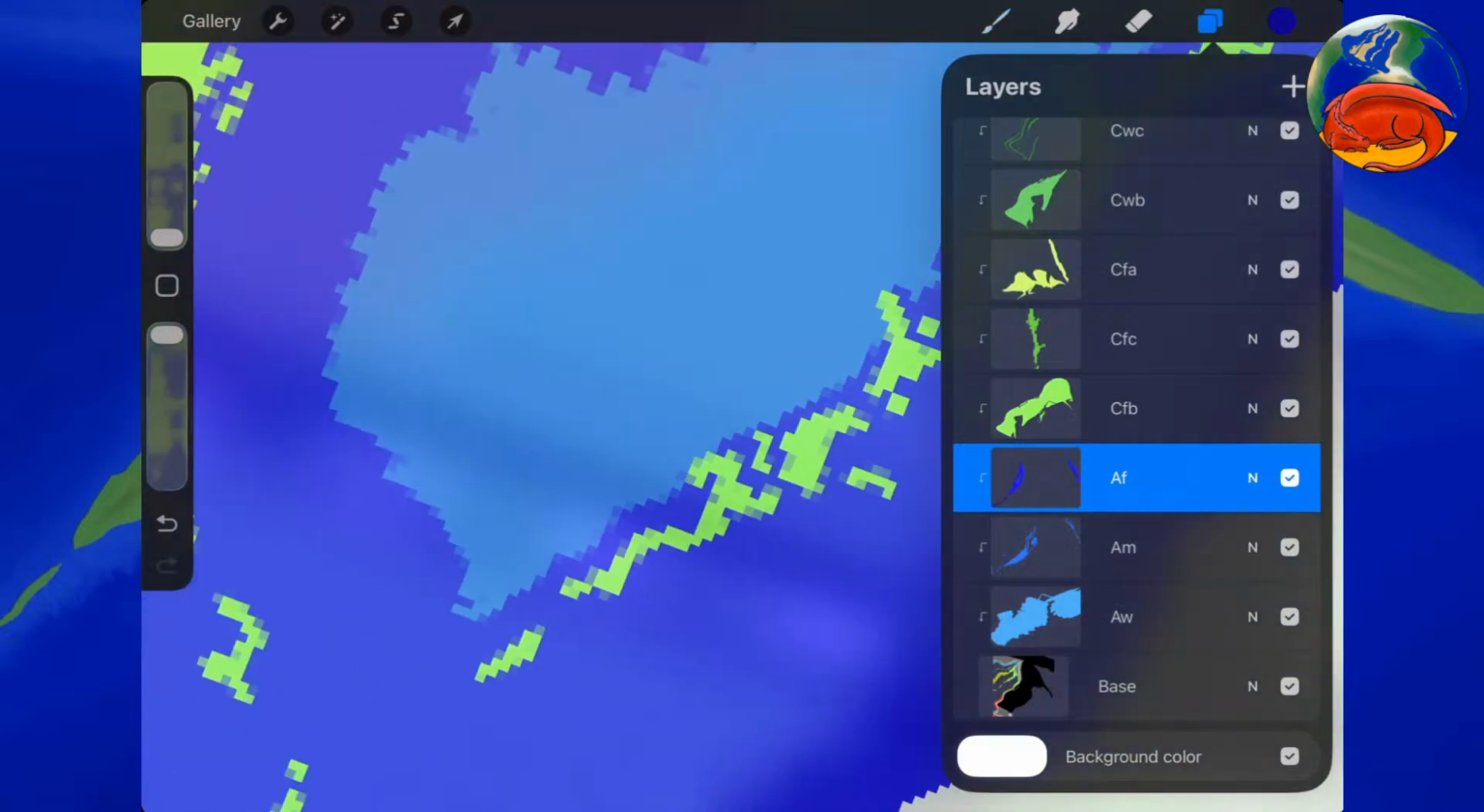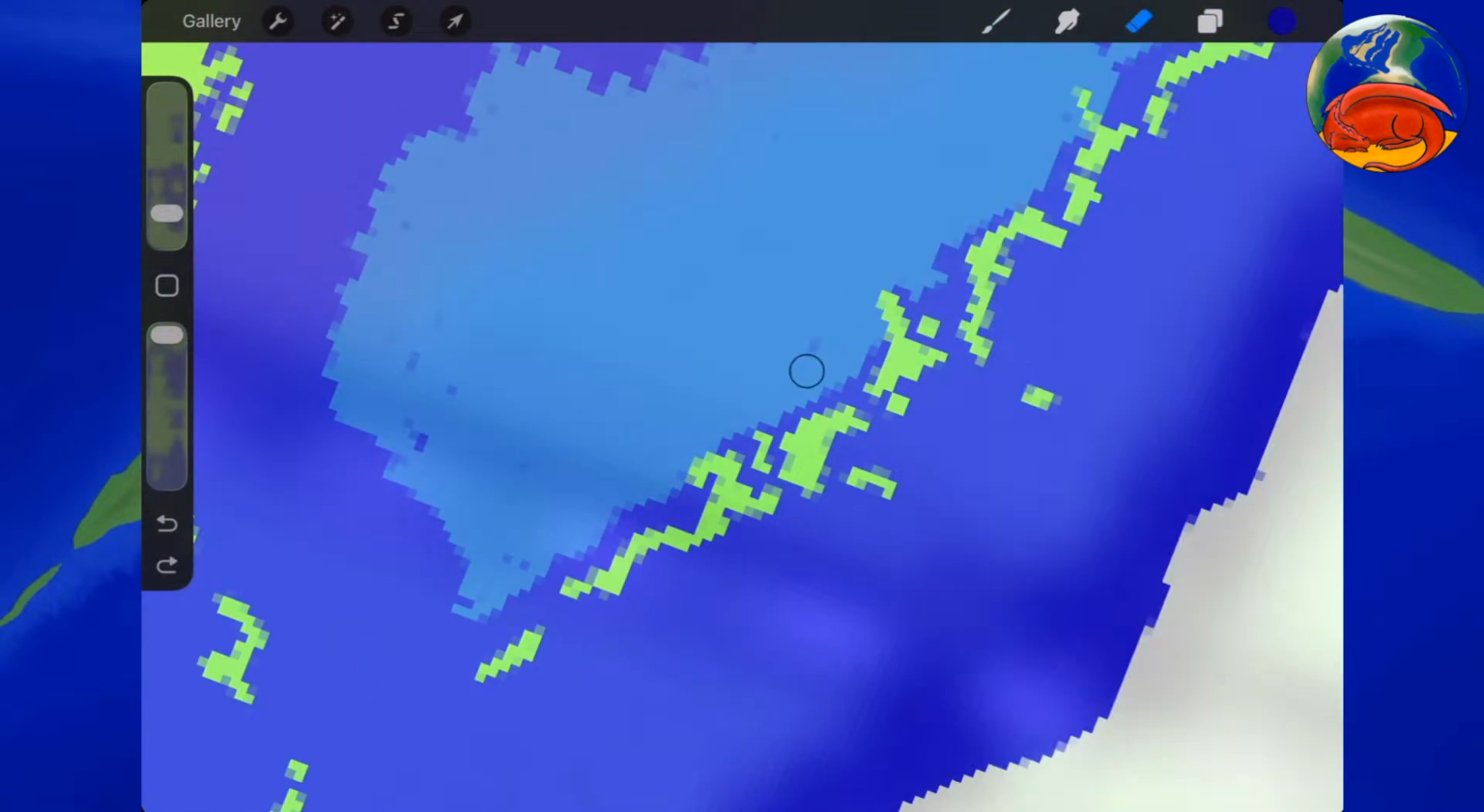Shoot. I should erase those. Forgot what layer I was on for a sec.